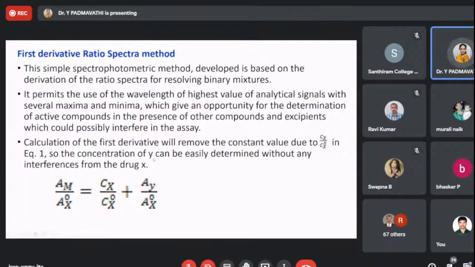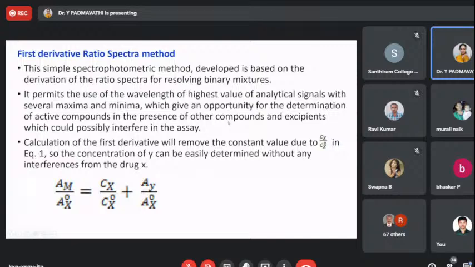In the same way, you can generate the same kind of equation by considering Y as a constant, saying that Cy by Cy naught, right? So this is another method where you can eliminate.